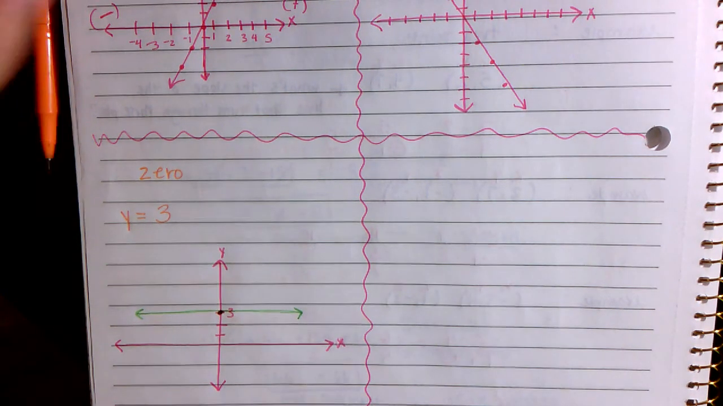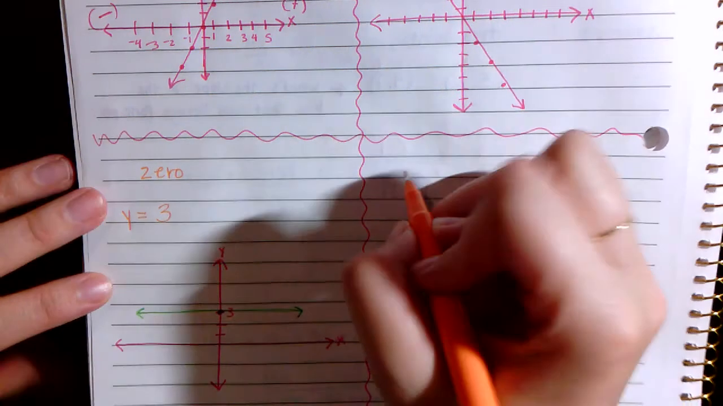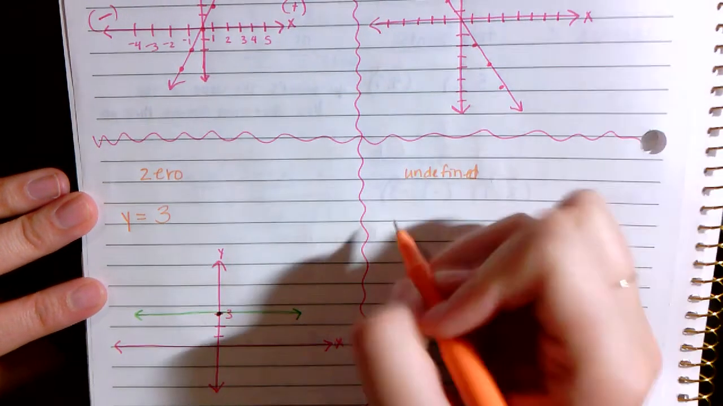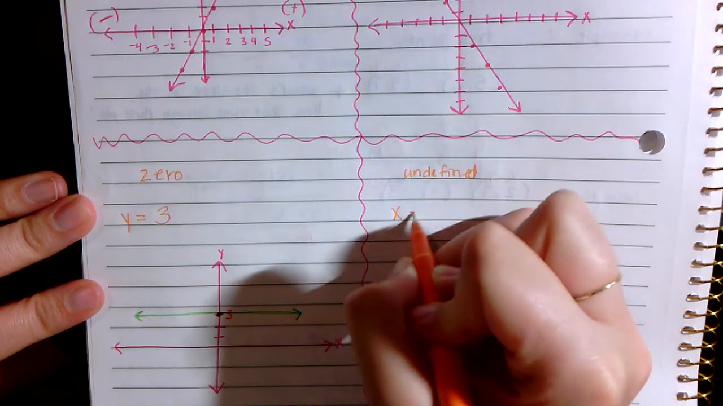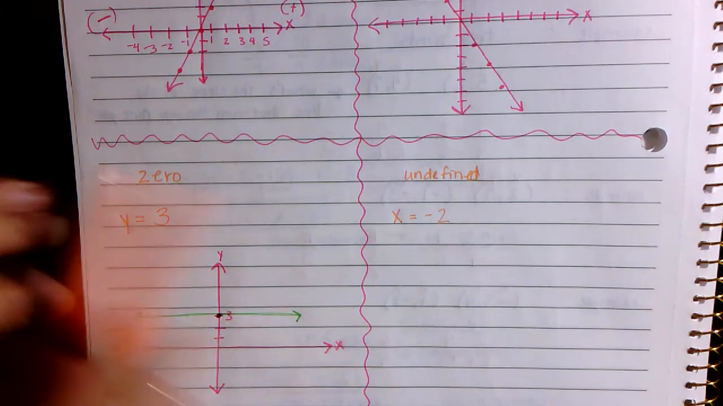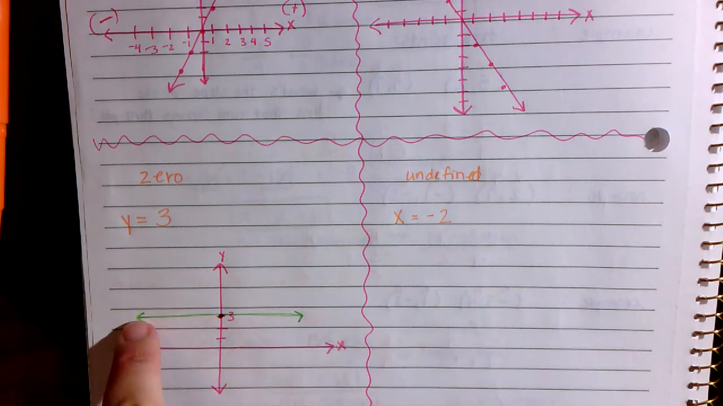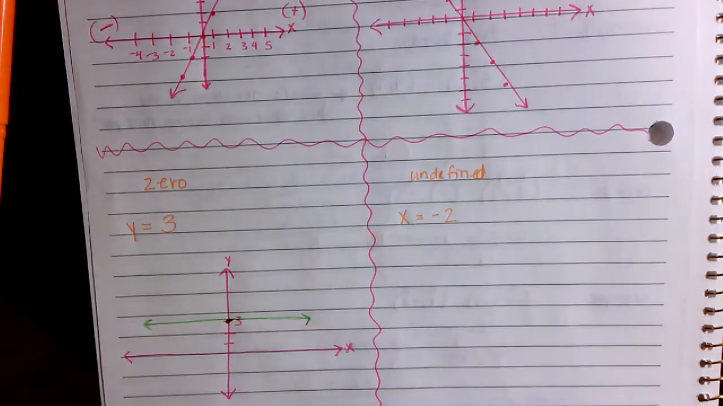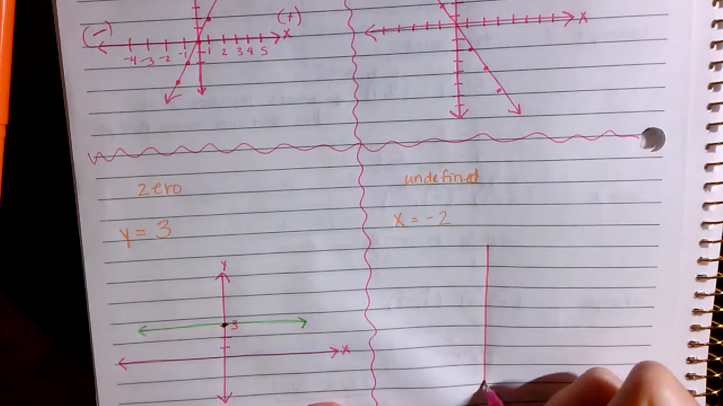And the other option that you have, and this may occur, is undefined, which we hate, but that's where x is equal to a number. So if y equaling a number cuts through the y-axis, then x equaling a number is going to cut through the x-axis.